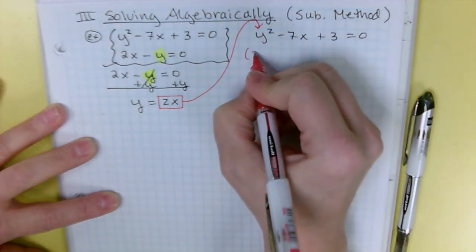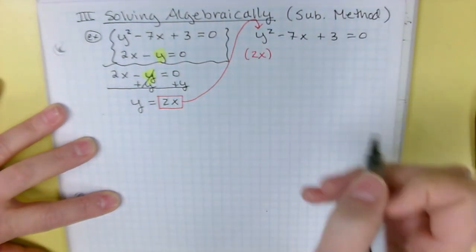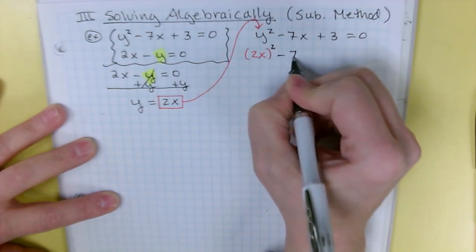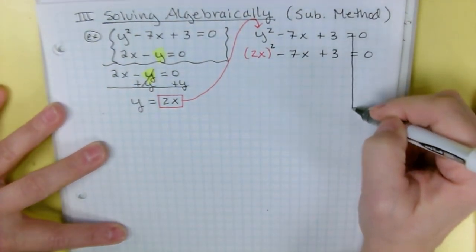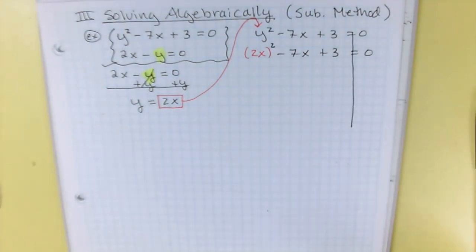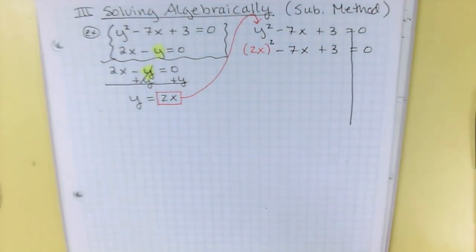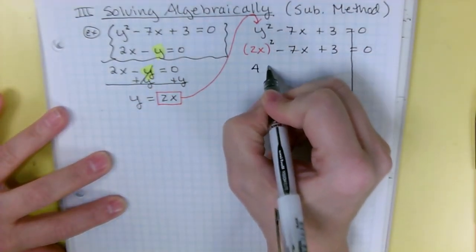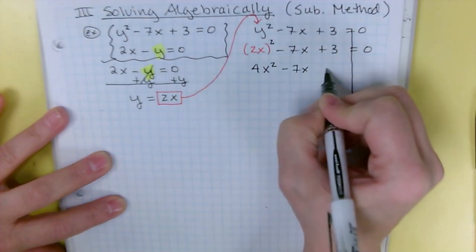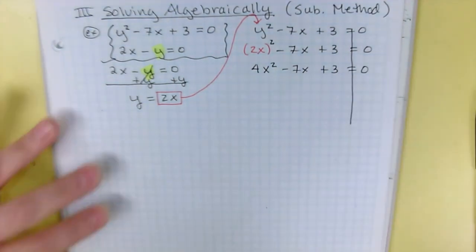So that's going to give us (2x) quantity squared minus 7x plus 3 equals 0. Now we have one equation with just one variable. So we're going to solve for x. So 2x times 2x is 4x squared minus 7x plus 3 equals 0.